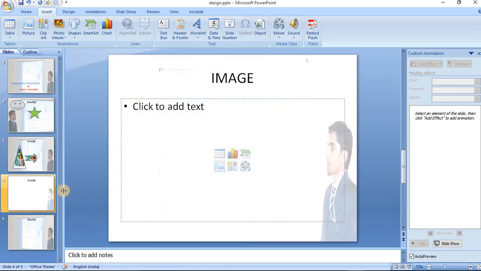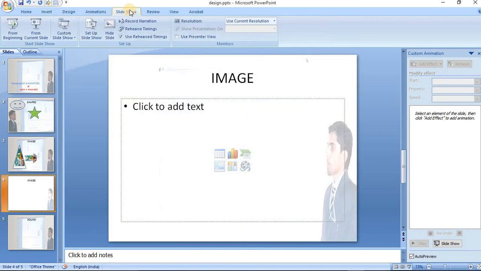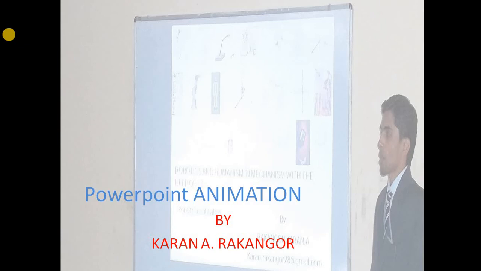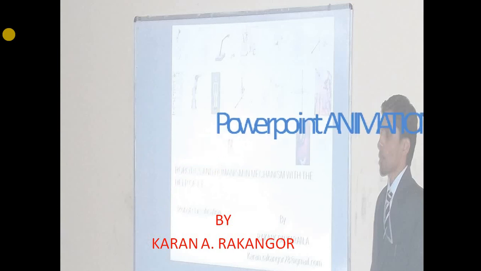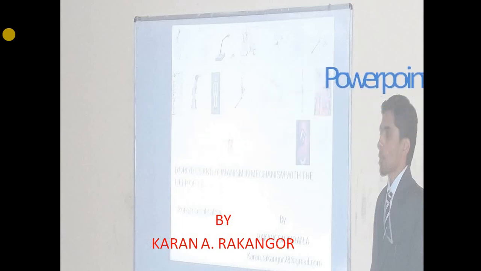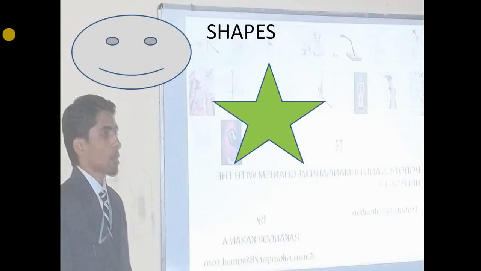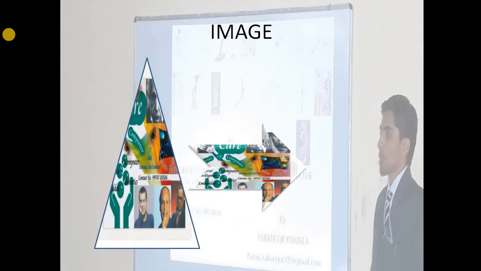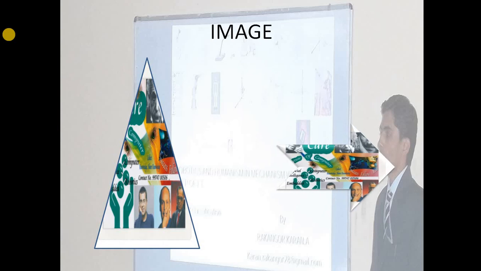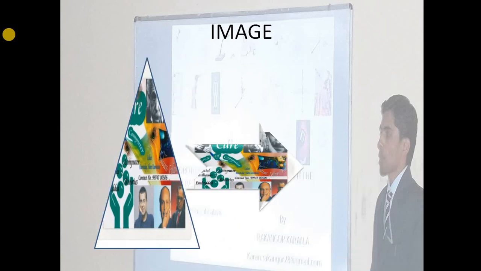I am pressing slideshow and beginning slideshow or F5. Press F5 key, the shortcut key to play the slideshow. See, right now I need to click on any of the effect. In every effect I have to give animation effect. So every time step by step I need to add. Again and again I need to press.